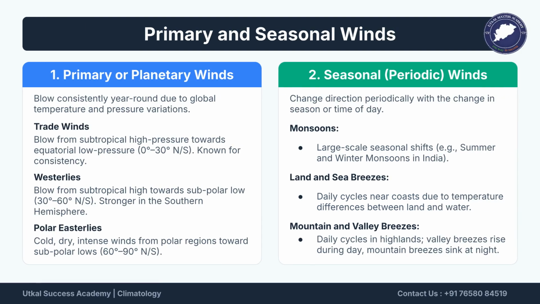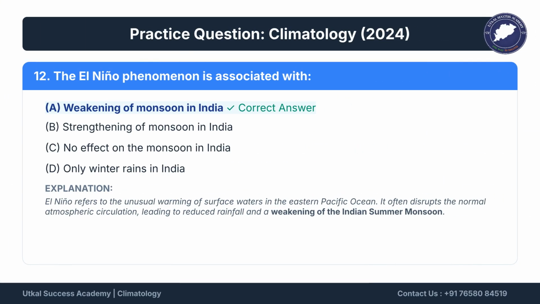Primary winds include trade winds, westerlies, and polar easterlies. Seasonal winds include monsoons, land and sea breezes, and mountain and valley breezes, all changing direction periodically. Now, the next question explains the impact of El Niño on the Indian monsoon.